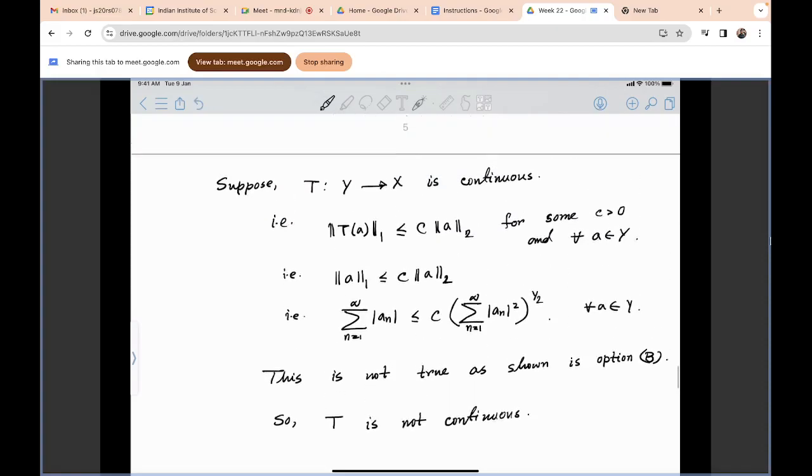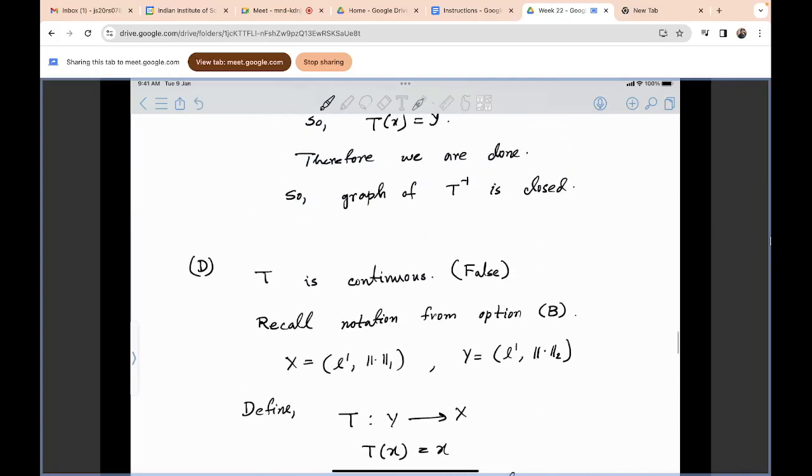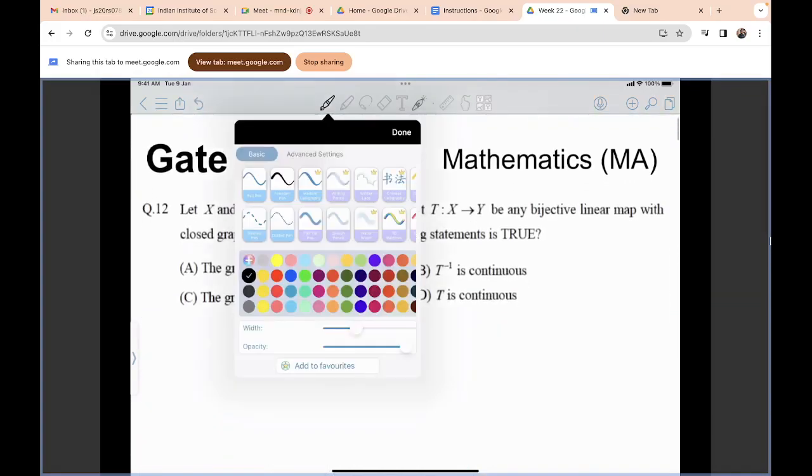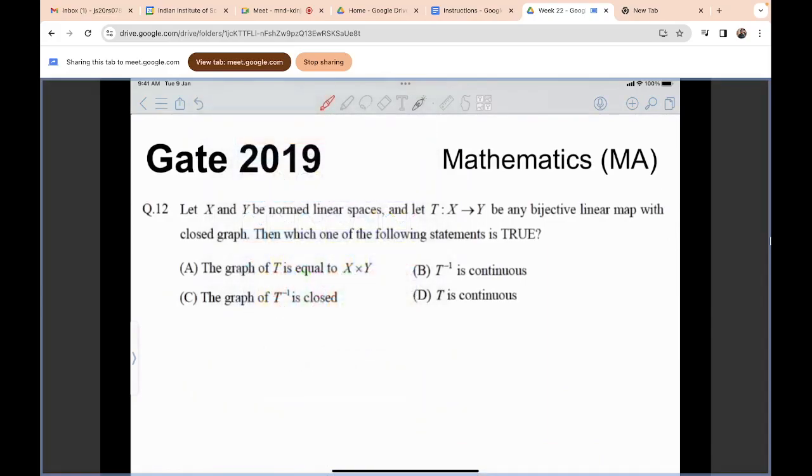Okay. So what have we got? Graph of T equals X cross Y, this is false. T inverse is continuous, this is also false. Graph of T inverse is closed, this is true. And T is continuous, this is also false. So only option C is the correct option.